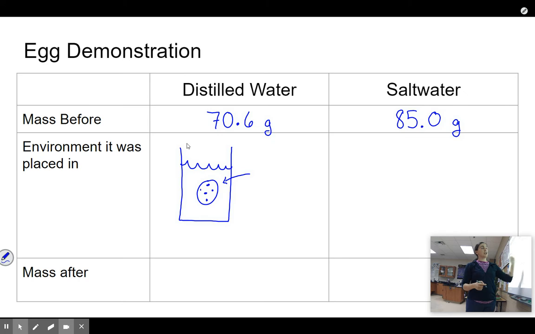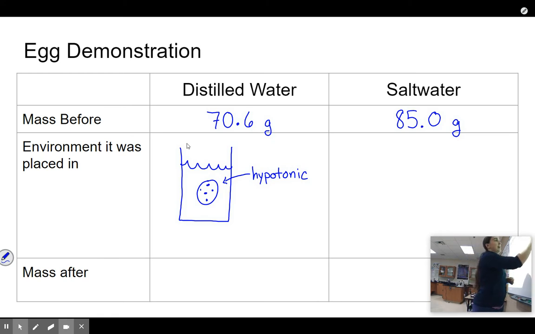Because the concentration of salt and dissolved substances in the water is lower, there's none, than inside the egg, we would call this a hypotonic solution. The environment around that egg is hypotonic. It has a lower concentration compared to the inside of the egg. The inside of the egg would be hypertonic in comparison to that beaker.